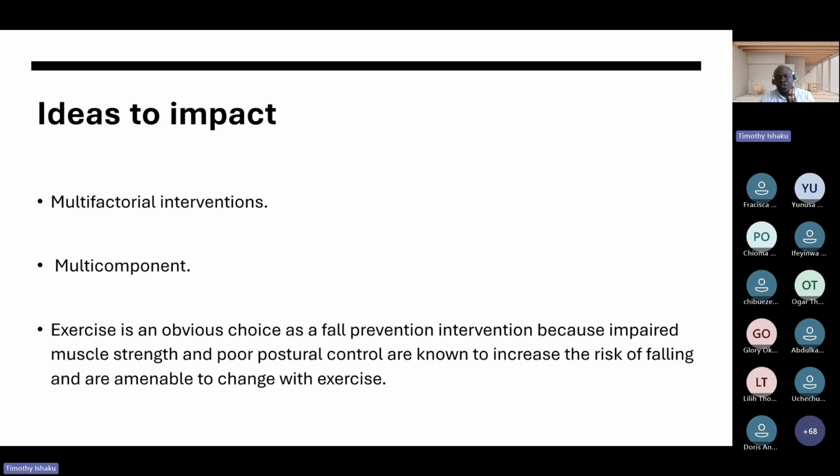All you need to do is look at very simple exercises. The Otago exercise program has simple basic exercises for the seniors. It can be marching on the spot. It can be even single leg raises. It can be just walking sideways, backward and forward. It can be walking and counting. There are lots of examples.